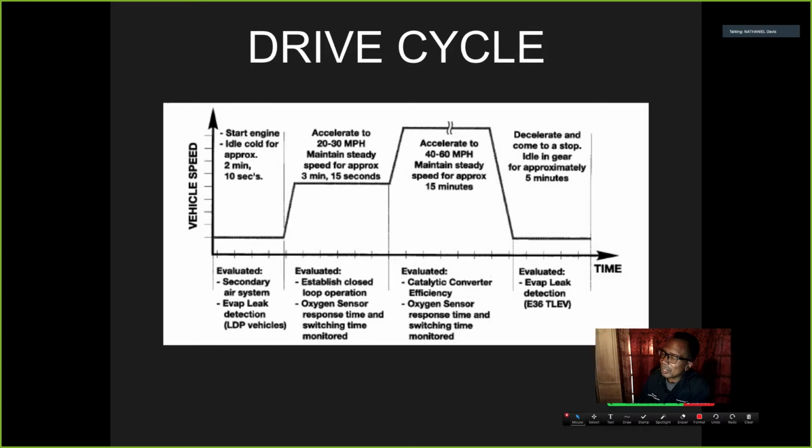And when you hear the term monitor, it means the PCM is checking the system, or testing the system. If it passes or fails, it's another story. But the monitor is testing the system. To get that to happen, you have to meet certain enabling criteria for that monitor to run to check that system.